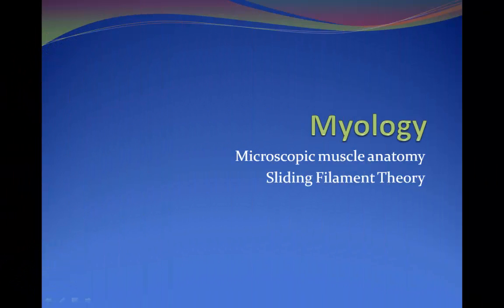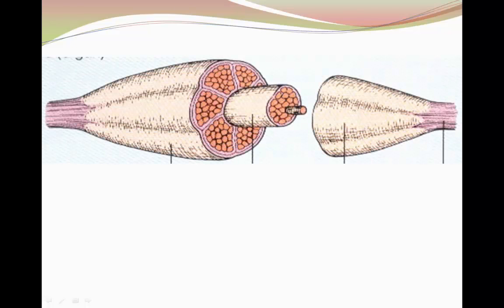Hey guys, today we'll be having a look at myology, which is the study of microscopic muscle anatomy, and also the sliding filament theory, which is looking at how muscles actually contract. So first of all, we'll have a look at the anatomy. You've got the muscle belly there, which is the main section of the muscle. If you imagine, say for example, the biceps, this is a really good example of that.